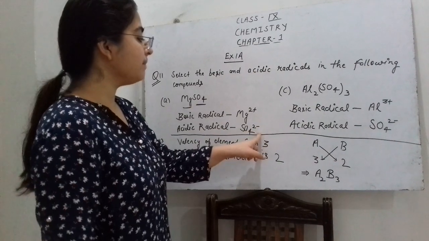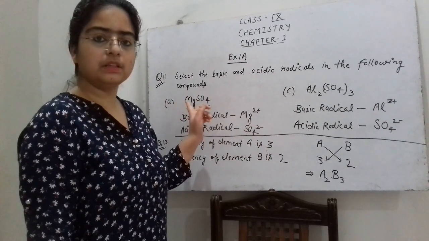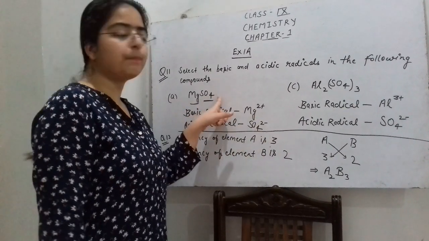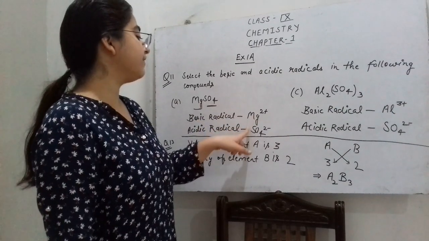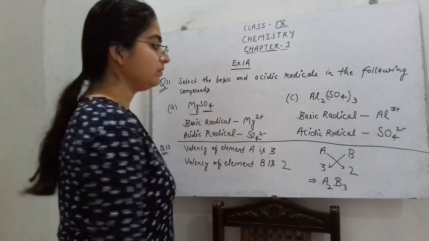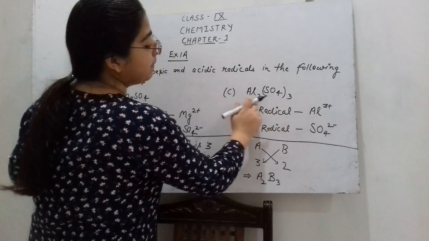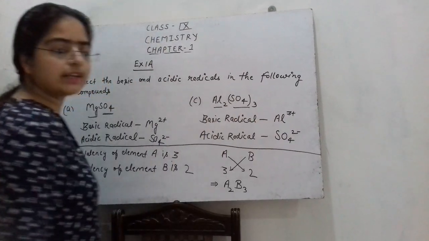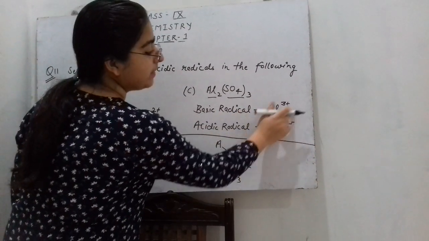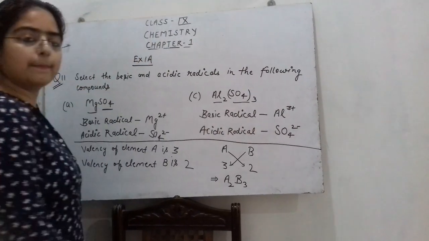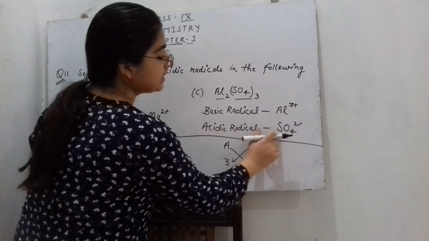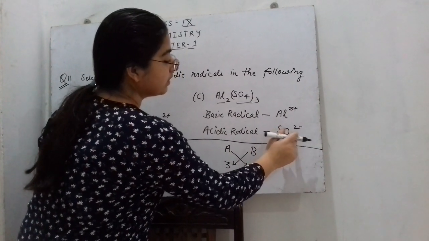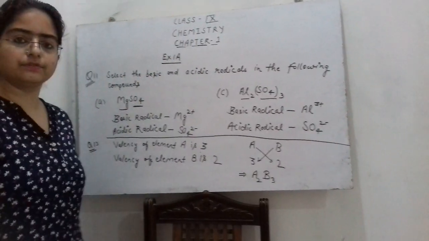So how did this charge come? This you have to learn from the table. Because on the basis of the formula of these radicals, you will be able to form the compound also and you will be able to identify the radicals also. Then in the compound aluminium sulfate, there are two radicals, one is aluminium and the other is sulfate. So here the basic radical is aluminium ion, Al, and the charge is +3. And the acidic radical is sulfate ion, the formula of the radical is SO4 2 negative.